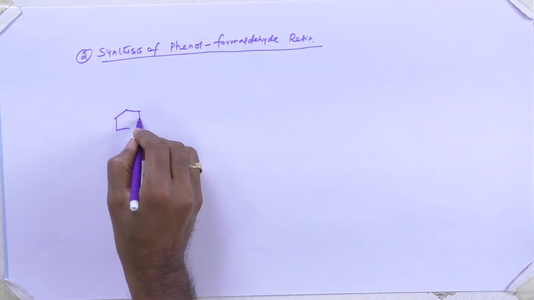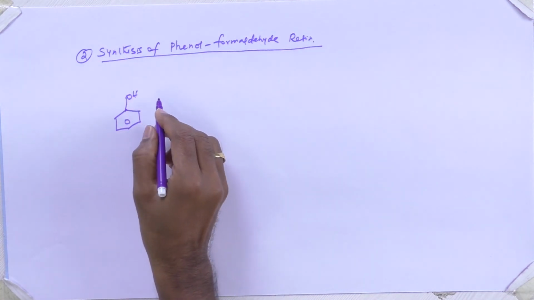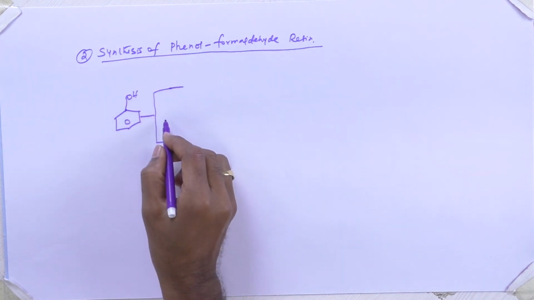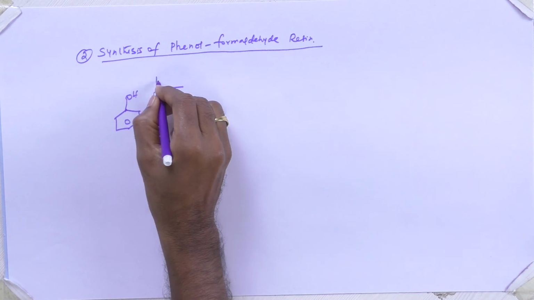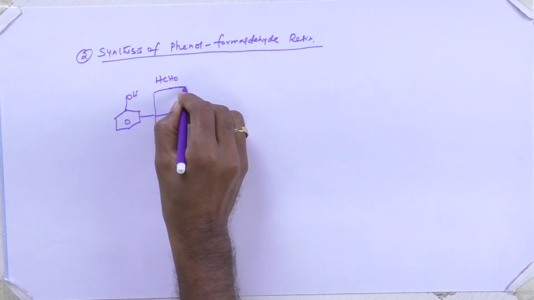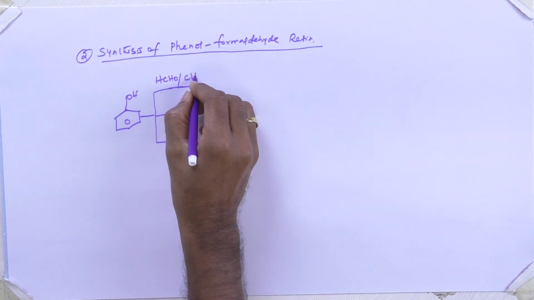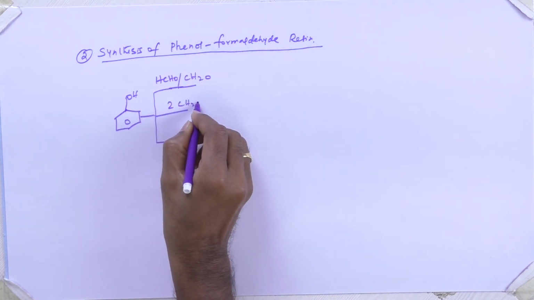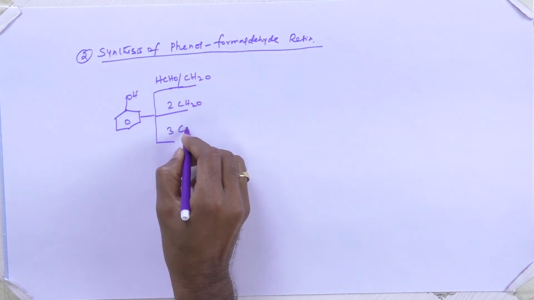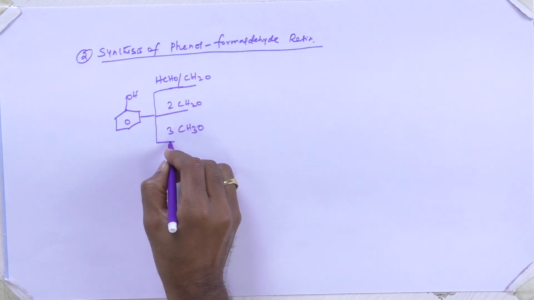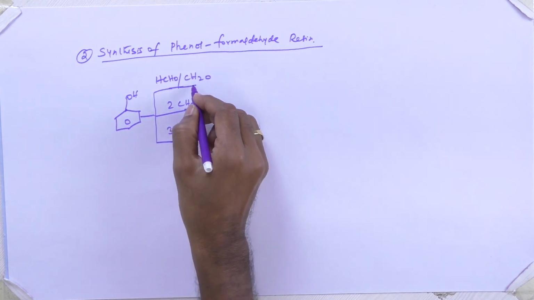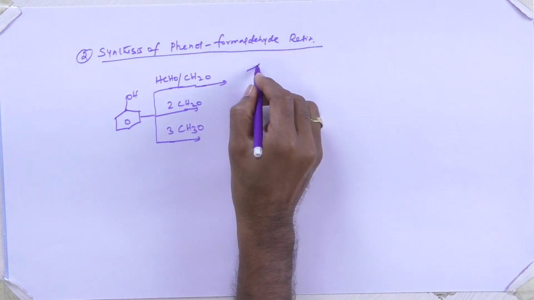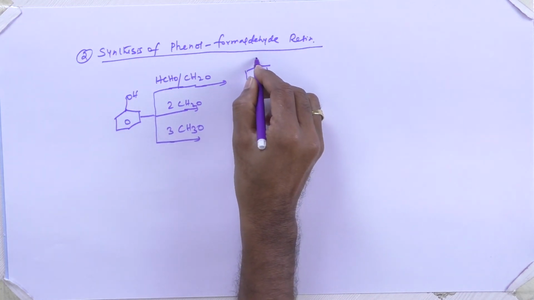This is the phenol moiety, with OH. For this, we can take 1 to 3 moles of formaldehyde. HCHO is the formaldehyde chemical structure, and it can be written as CH2O. This is 1 mole, this is 2 moles of formaldehyde, and this is going to be 3 moles of formaldehyde. When 1 mole of formaldehyde is allowed to react with 1 mole of phenol, it will give mono substituted phenol, OH.